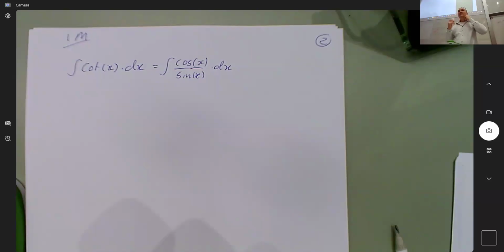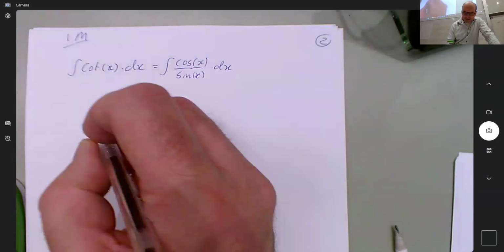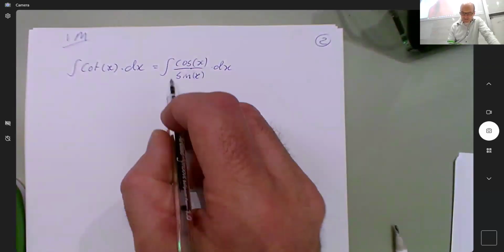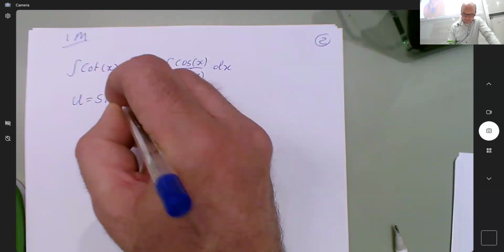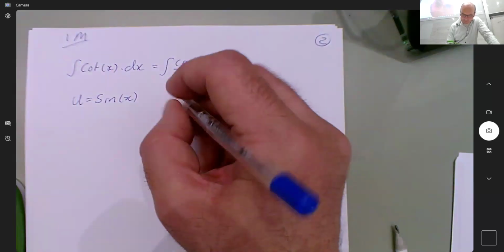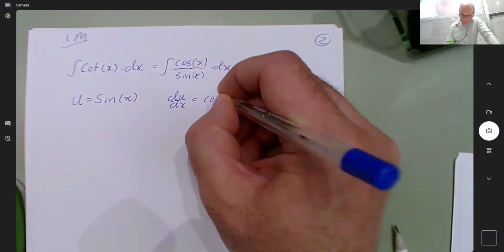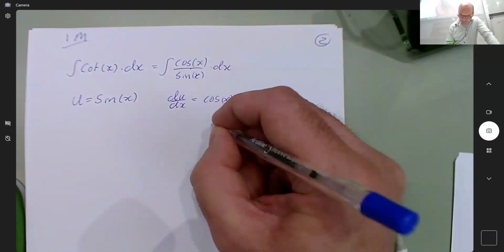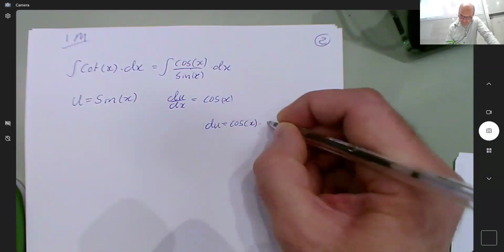With integrals, sometimes I like to use the phrase work it. You've got to rewrite it in some way, just do something that's going to help you work out what's going on. And then my rule says the u is the denominator. u is equal to sine of x. So du on dx is equal to cosine of x. And again, I'm going to go du is equal to cosine of x dx.